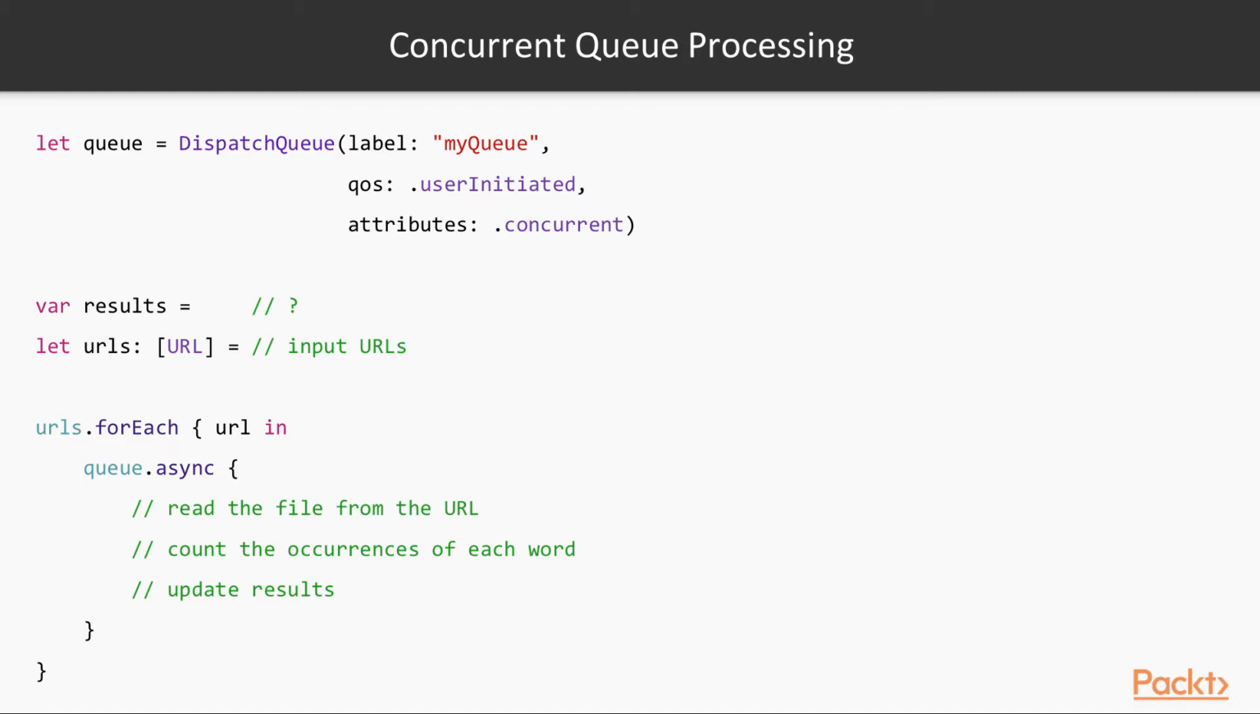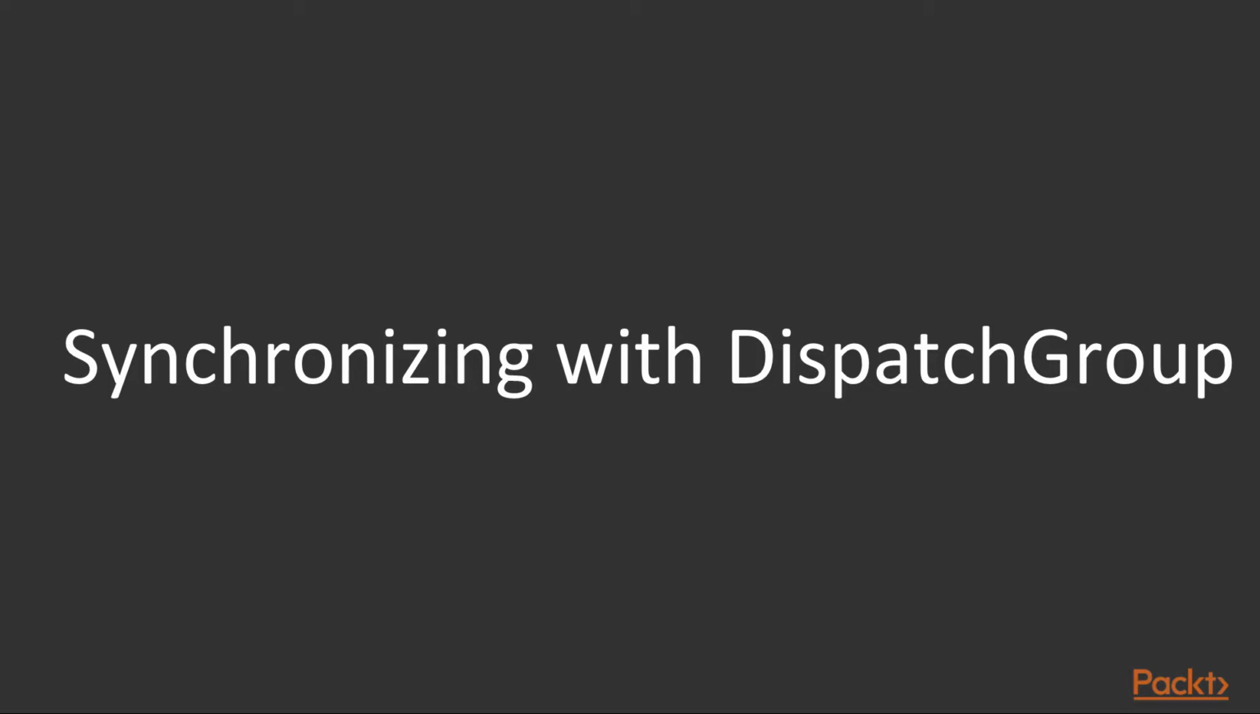For a task like this, we need a higher level abstraction. In fact, this is exactly the kind of job to which operation and operation queue are much better suited. As mentioned before, DispatchGroup is the tool we use to synchronize the execution of multiple concurrent closures. Let's cover its API now.